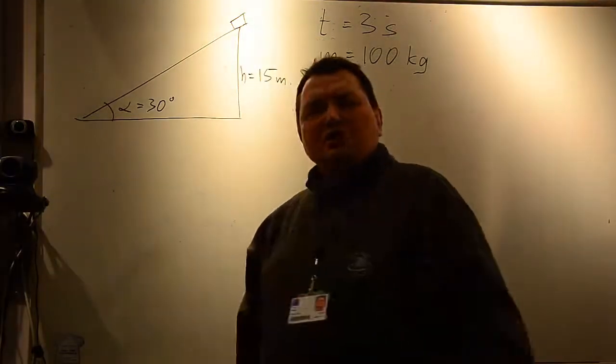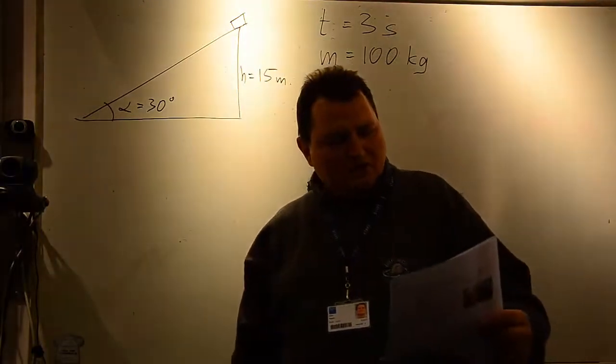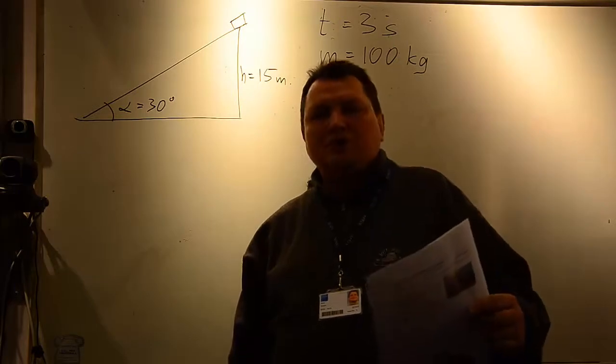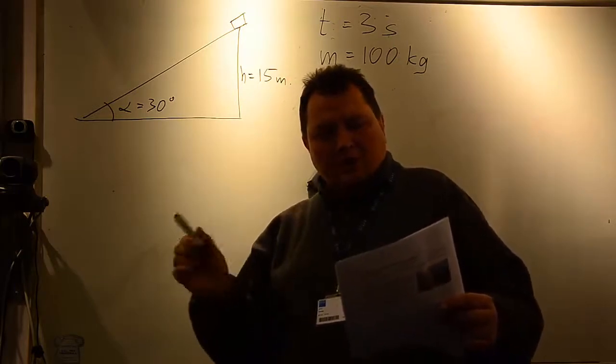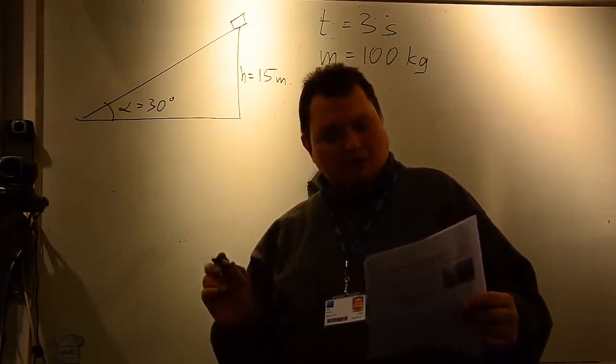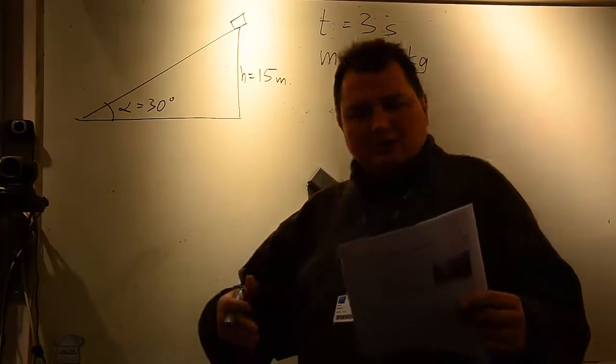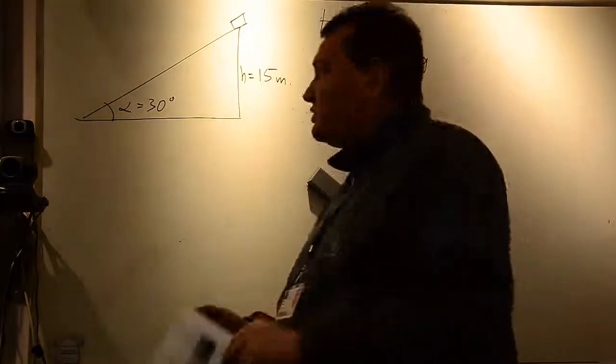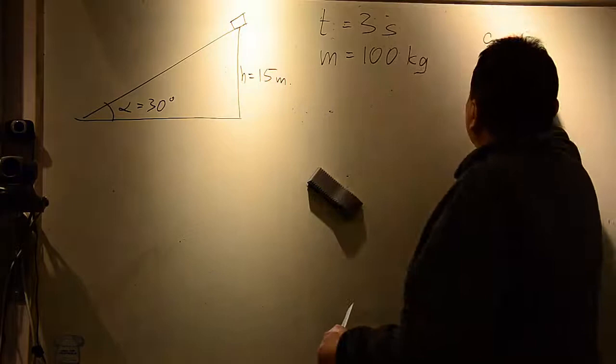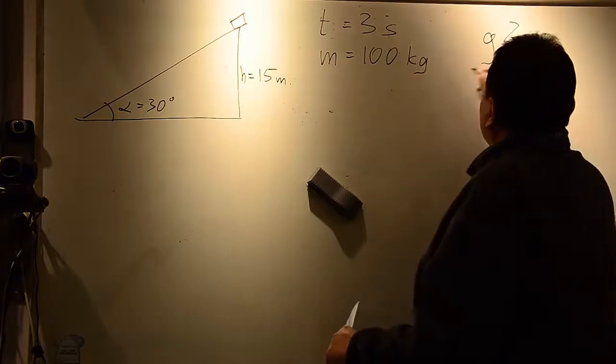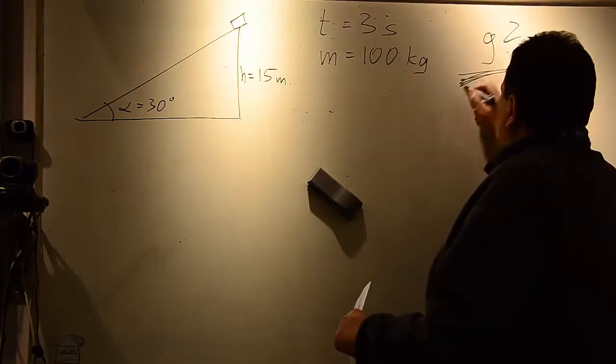Find the gravitational acceleration on the surface of the planet Qo'noS. So important information here, it's not Earth, it's another planet, the planet Qo'noS, and the question is about gravitational acceleration. So gravitational acceleration is unknown.